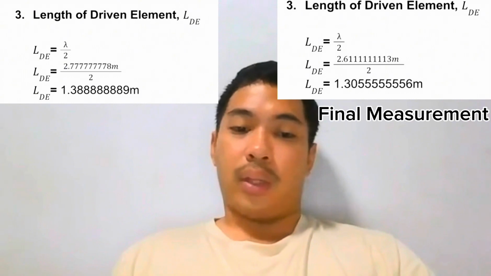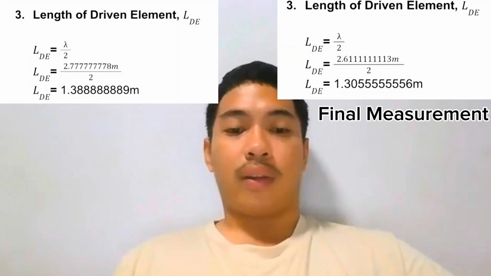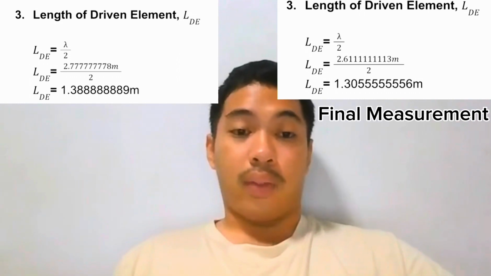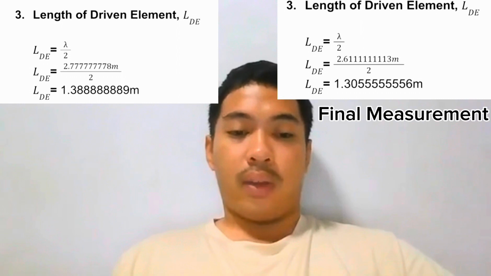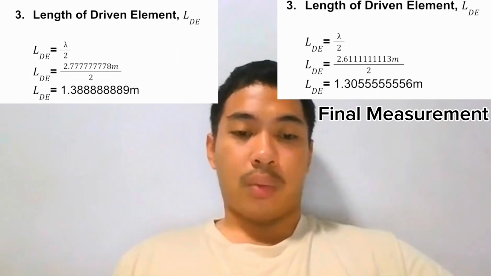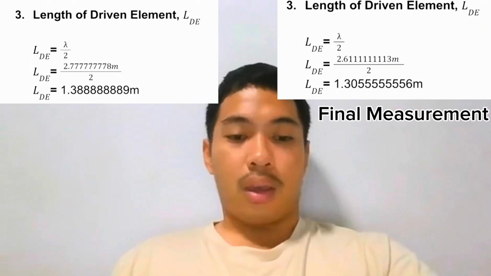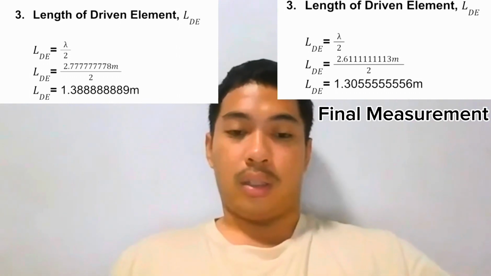After that, we have to find the length of the driven element. In finding the length of the driven element, we have to divide the lambda or the wavelength over 2. So our wavelength is 2.777778 meters over 2, with a result of 1.388888889 meters.